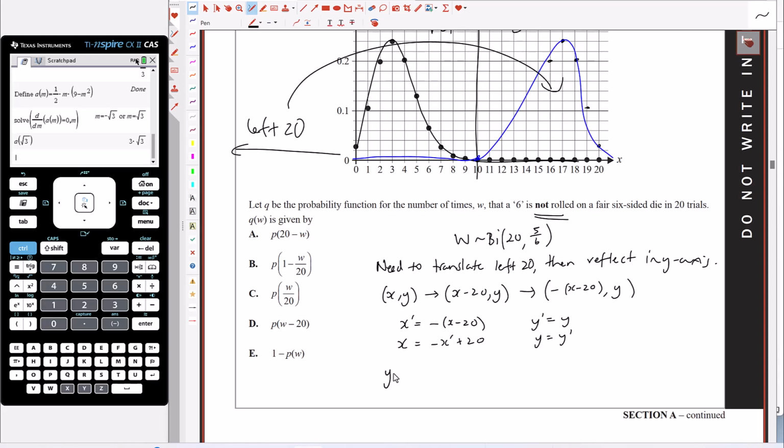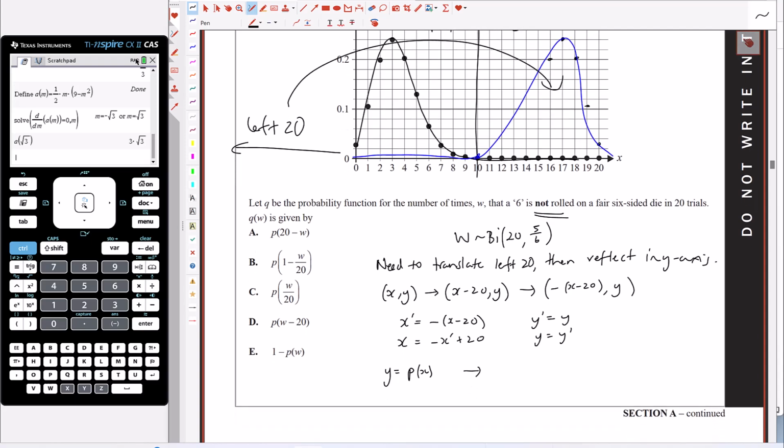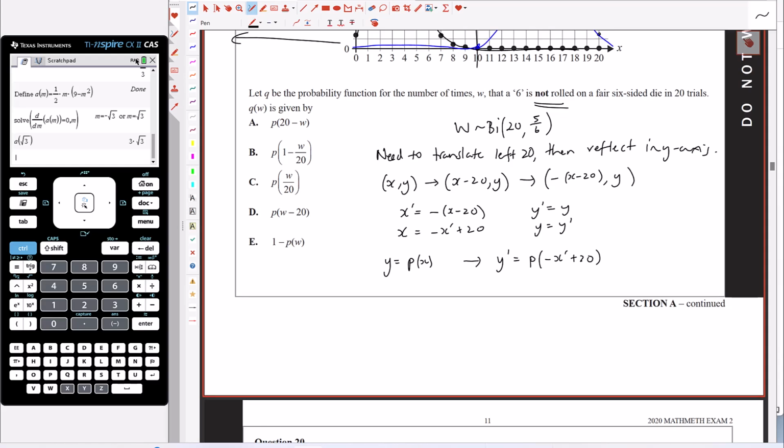And so if we're going from y equals p of x, and we're doing these transformations, we're going to get y dash equals p of negative x dash plus 20. Okay, and so that's the same as p of 20 minus x dash. Okay, and this is the rule now. This is now q of w.